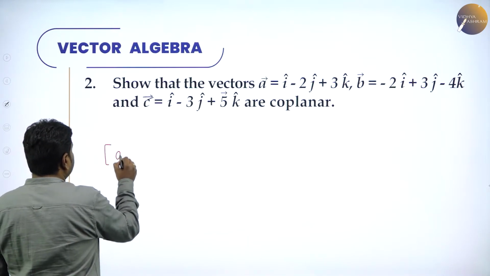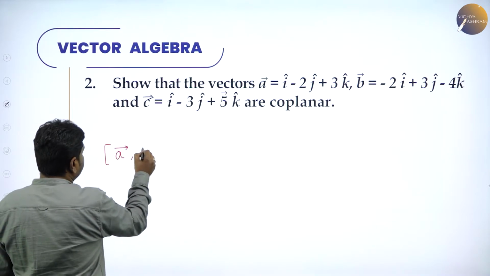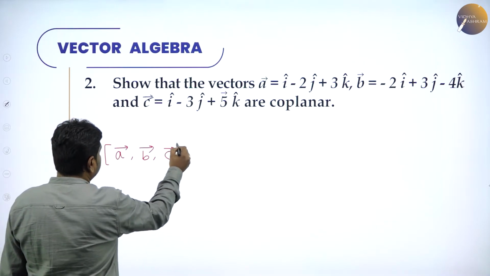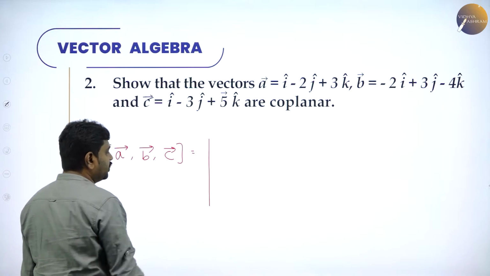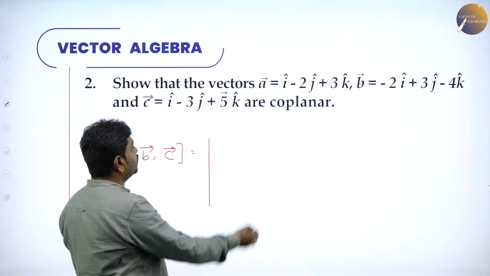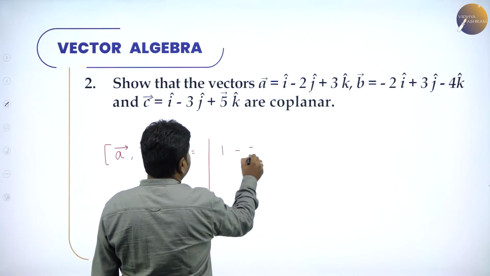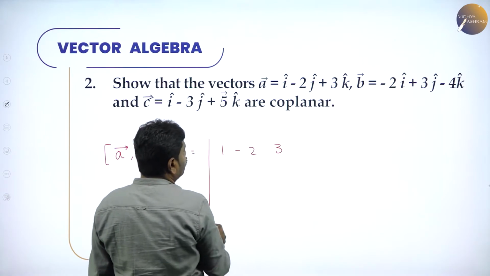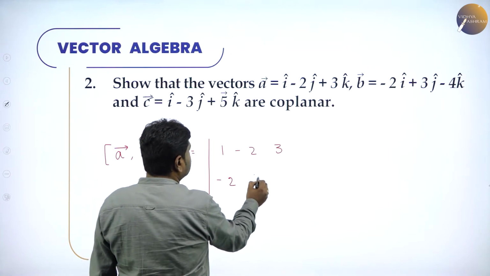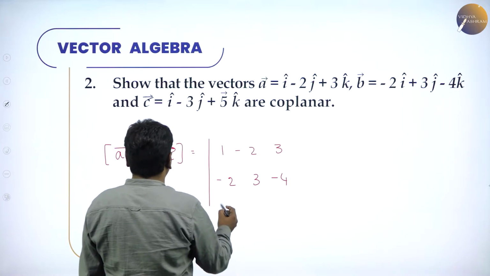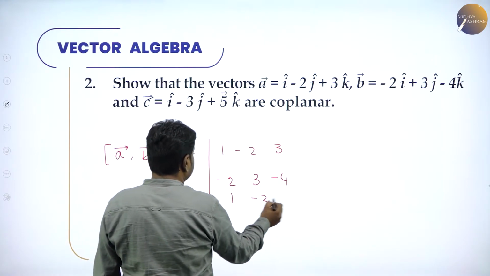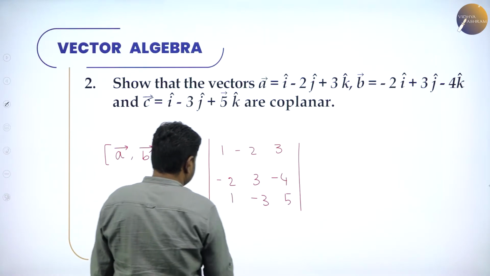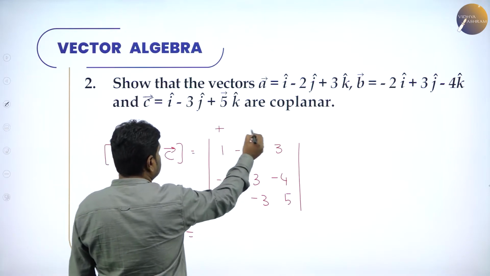So we'll go for finding the box product of A, B, C. What is the box product of A, B, C? So how to find the box product? Determinant of, first row write the vector A coefficients. What are the vector A coefficients? 1, minus 2 and 3. Then second row write the vector B coefficients, minus 2, 3, minus 4. Third row write the vector C coefficients, 1, minus 3, 5. Now expand this. So that is plus, minus, plus.